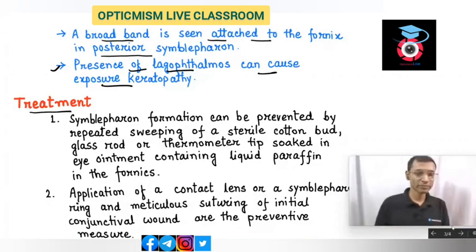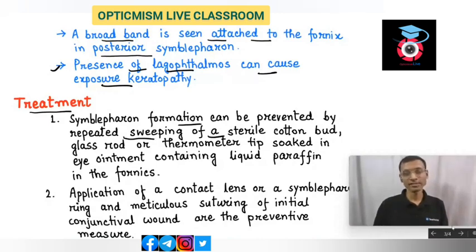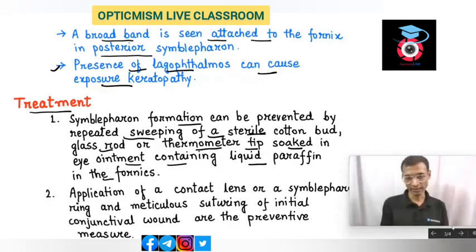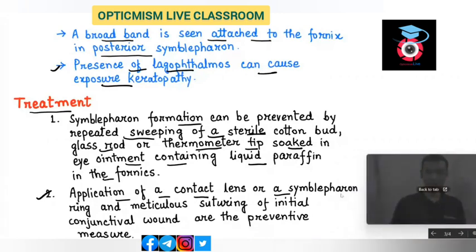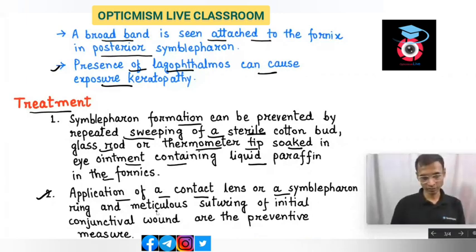Now we will talk about the treatment of symblepharon. Symblepharon formation can be prevented by repeated sweeping of the fornix with sterile cotton buds, a glass rod, or a glass thermometer tip soaked in eye ointment containing liquid paraffin. The second treatment is the application of a contact lens or a symblepharon ring, and meticulous suturing of initial conjunctival wounds. These are the preventive measures.